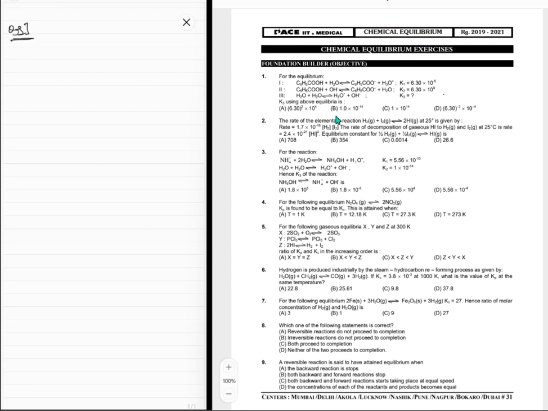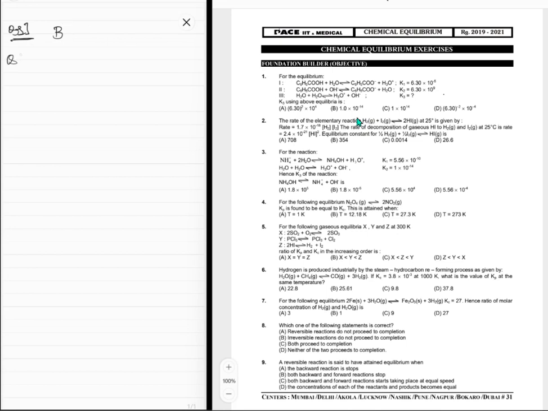What are we doing? K1 upon K2, and these things are the same. So it's just 10 power negative 6 upon 10 power 9. Sorry, it's negative 5, I think. 10 power negative 5 upon 10 power 9, which is 10 power negative 14. So it should be this thing, B. So this is going to be B.